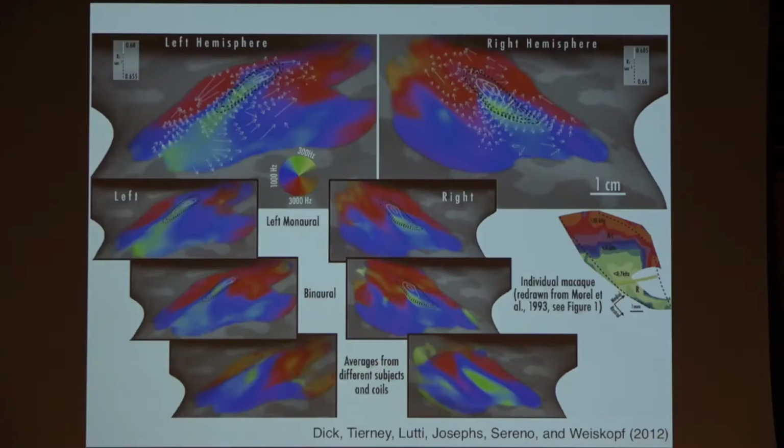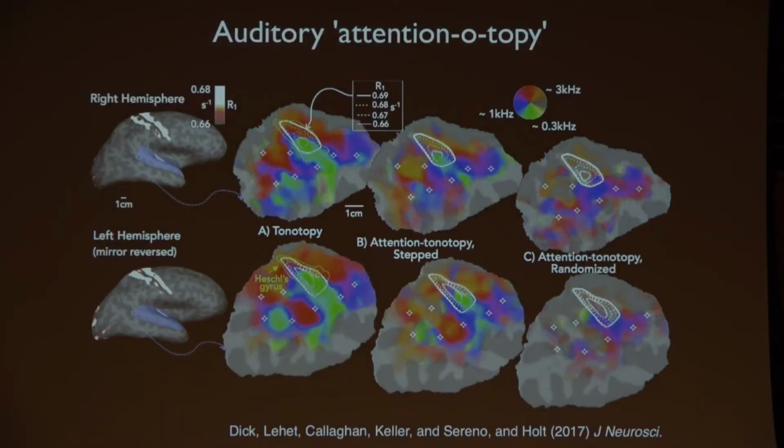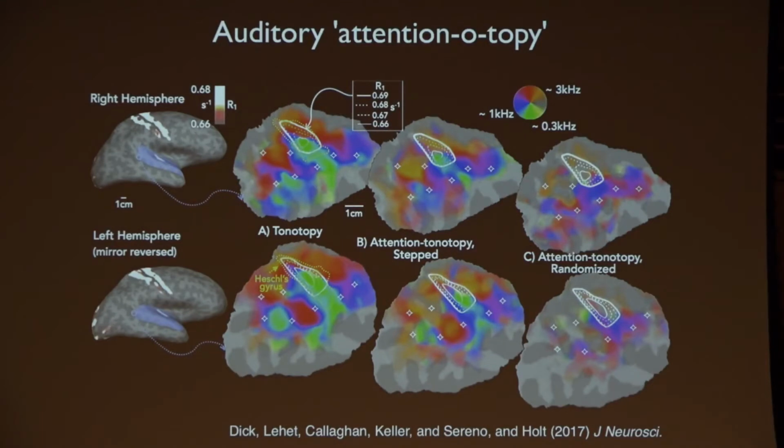If you look at the maps you get, they're quite extensive, and people have really overestimated the size of primary auditory cortex. We can now get a pretty good idea of where it is from our quantitative T1. It's very small, so these maps extend out a long distance. But you can also do the attentionotopy type maps.